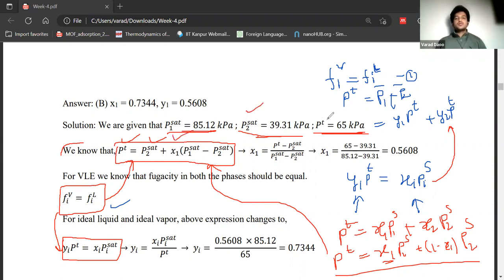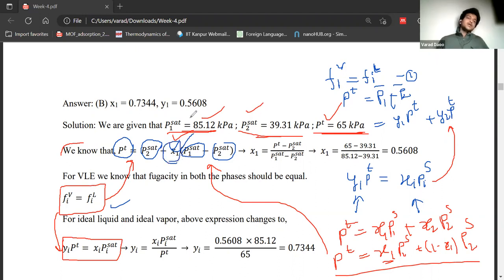Now you know P2s, you know Pt, we know P1s. So this is known, this is known, this is known, this is known. You can straight away calculate. P1s and P2s have been given, Pt is also known. So clearly we can find the mole fraction of the more volatile component in the liquid. After rearranging, you put Pt equal to 65, P2s is this, P1s is this, and you end up with x1 equal to 0.560.